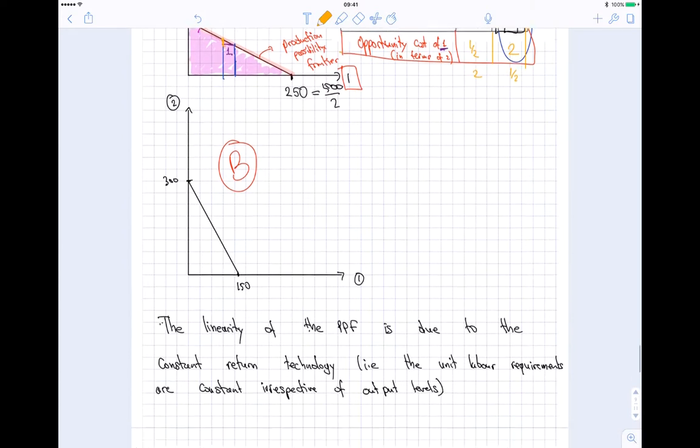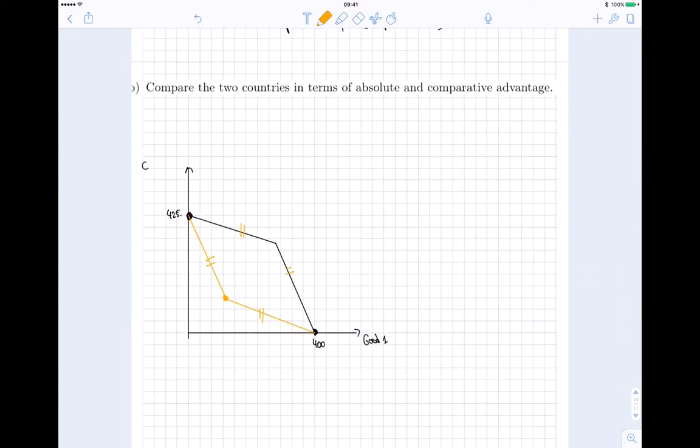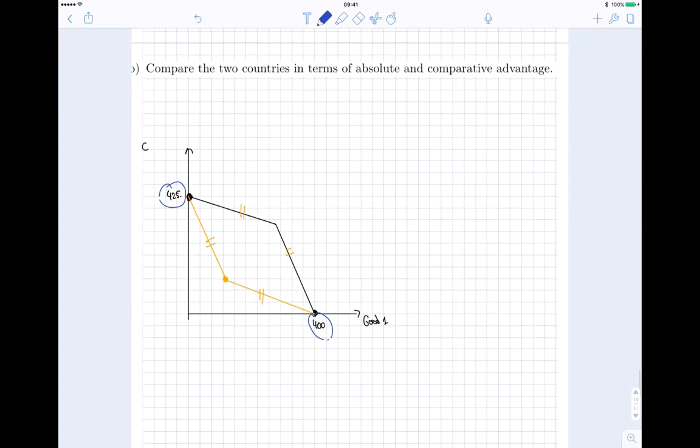So is the top one the one where they're both producing what they have a comparative advantage in, and the bottom one the one that they don't? No, not really. This is where all the resources are being devoted to good one. This point here and this point here has nothing to do with comparative advantage. It only has to do with overall economy constraints. Was that the question, or were you hinting something else?